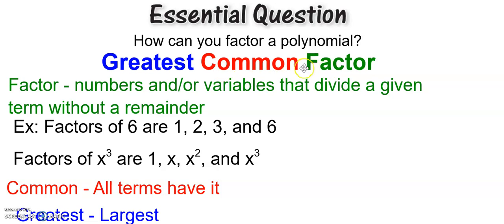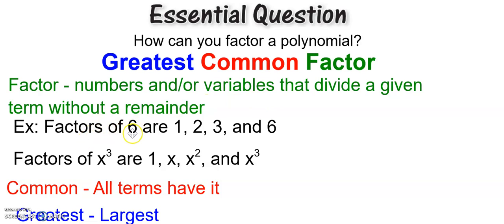First of all, let's break down those three words. We're going to start with the word factor. I know this is something we hear in mathematics a lot, and sometimes we just hear our teacher or somebody else saying it all the time, but we really don't have a great idea of what it means. Our definition of factor is, if we have a term, a factor or factors of that term are numbers and/or variables that divide that given term without a remainder. So something that divides evenly.